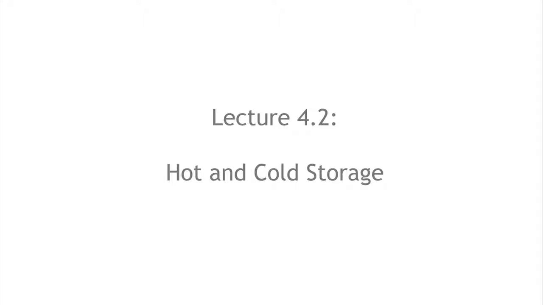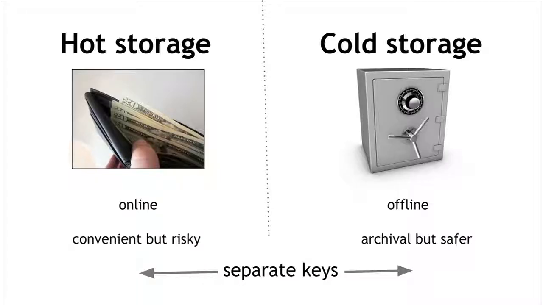In segment 4.2, we'll talk about hot storage and cold storage. Recall that in 4.1, we talked about how to store Bitcoins on your local computer, the equivalent of carrying money around in your wallet or your pocket. The idea of hot and cold storage is that you're going to have some storage which is hot or online, as on your phone or in your local computer. And as we covered before, storing Bitcoins in that way is convenient, but it's also somewhat risky.